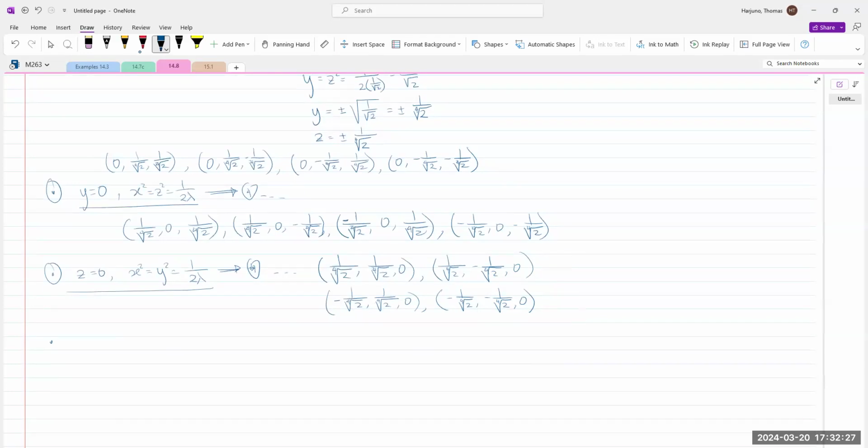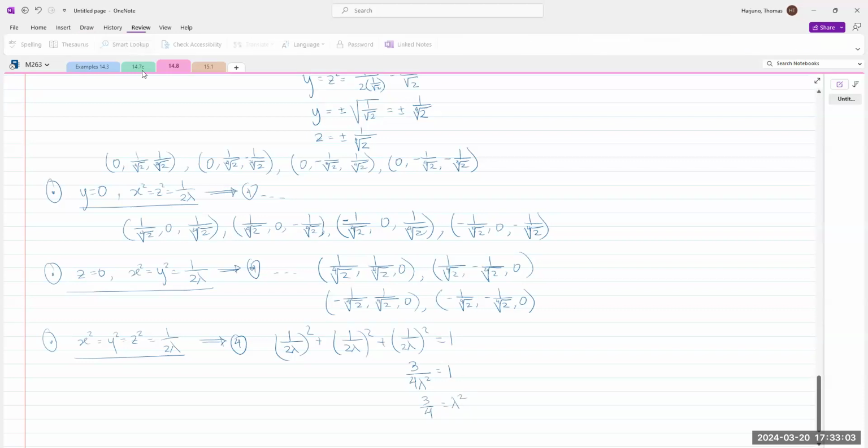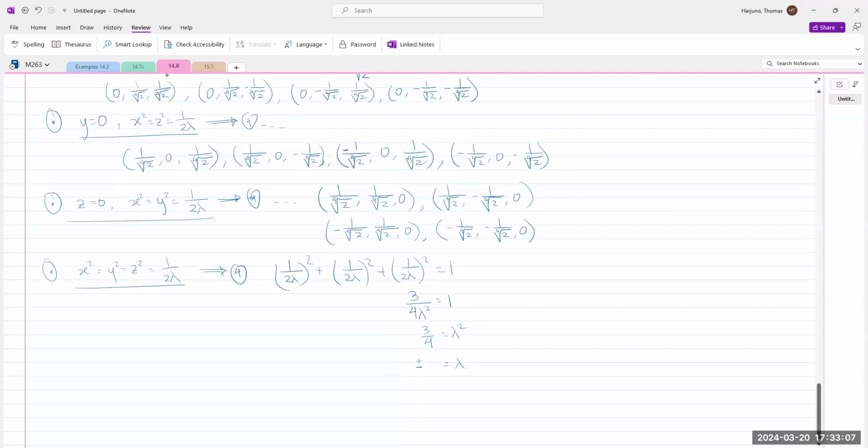What happens if all of them are not zero? If I plug that into equation 4, then I get x to the fourth plus y to the fourth plus z to the fourth equals 1. That is 3 over 4 lambda squared equals 1. So 3 fourths equals lambda squared. Lambda is plus or minus radical 3 over 2. Now, however, because x squared equals y squared equals z squared equals 1 over 2 lambda, that has to be at least 0, right? Consequently, we can only use lambda, the positive branch.